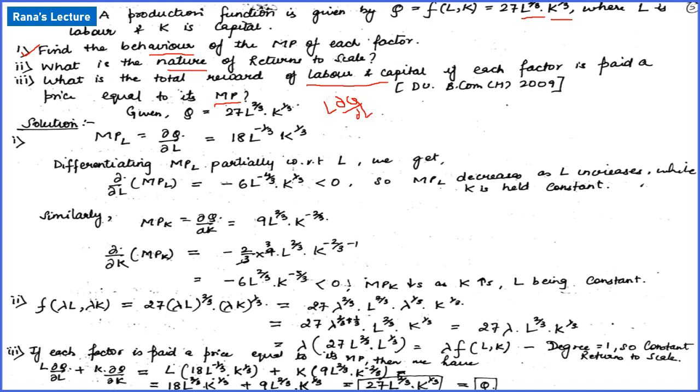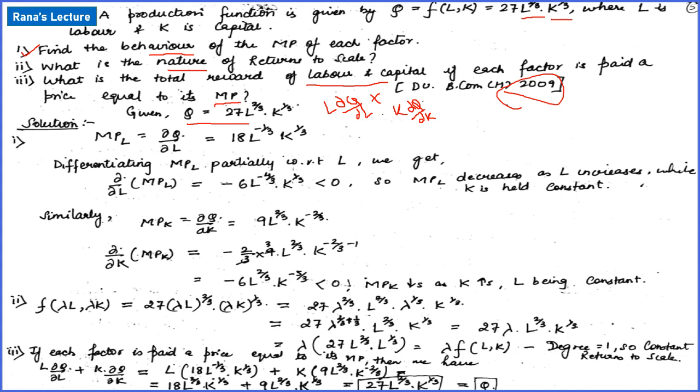Plus what you have to do, अगर कैपिटल को भी उसके मार्जिनल प्रोडक्टिविटी के अनुसार हम पे करें तो K into delta Q by delta K. This is what you have to calculate over here, and you have to find out, right? So what is the question? Q is equal to 27. This question has come in BCom Honors 2009, right?